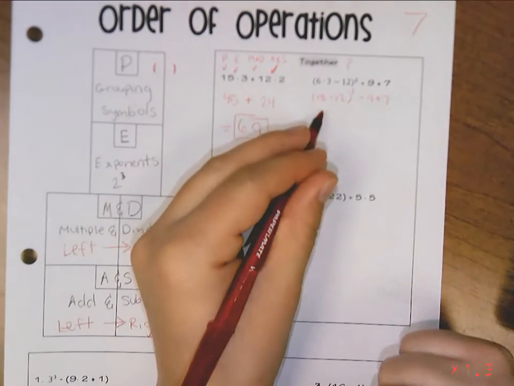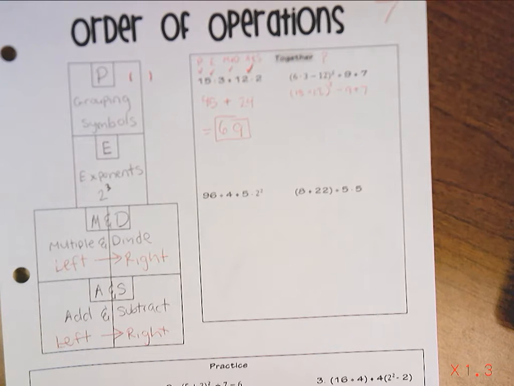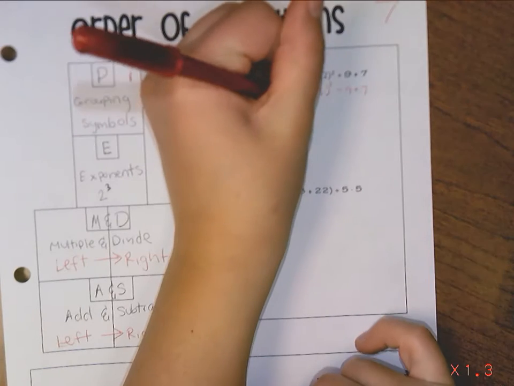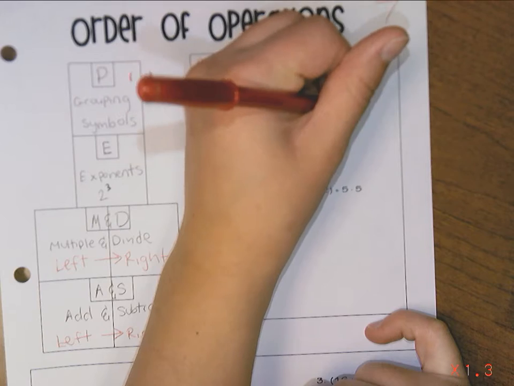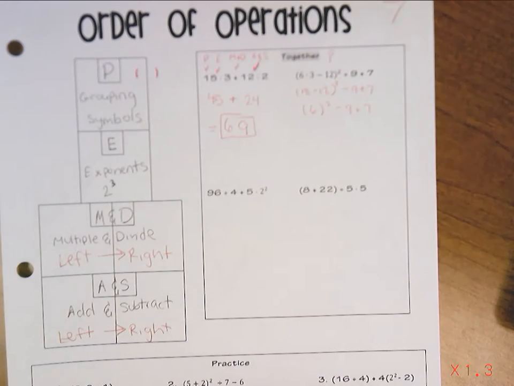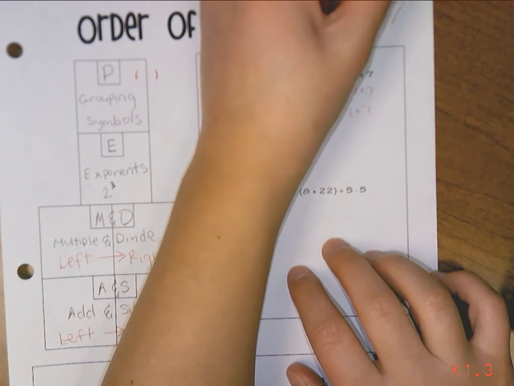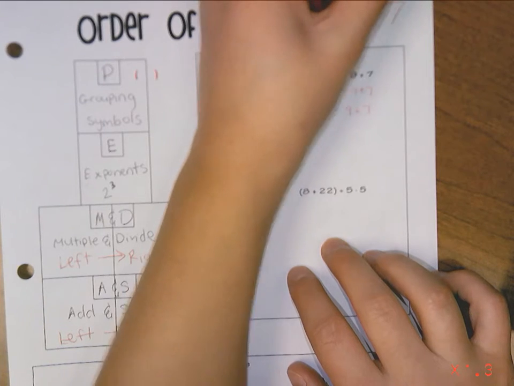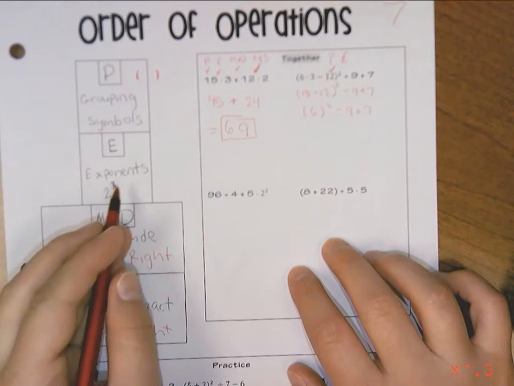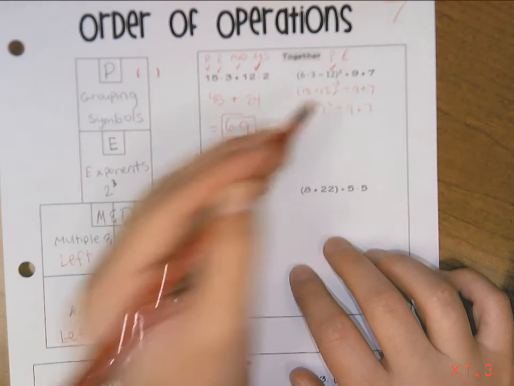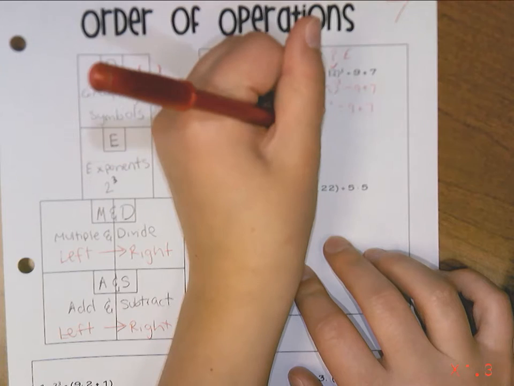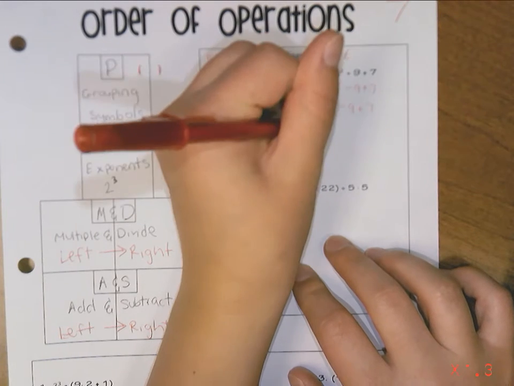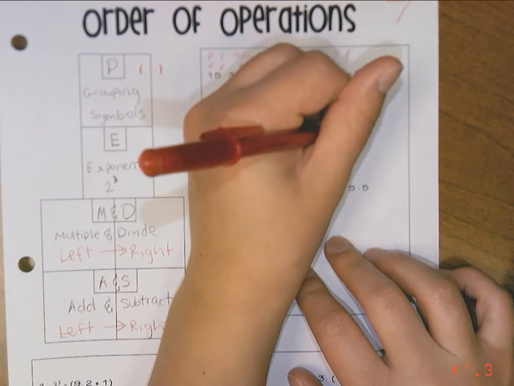Okay, so you have 18 minus 12, which is going to be 6. So you have 6 squared divided by 9 plus 7. Now we're done with our parentheses. And next, if you notice, is exponents. So we actually do have an exponent. It's right here. And it's squared. So squared means 6 times 6, which is 36. Divided by 9 plus 7.